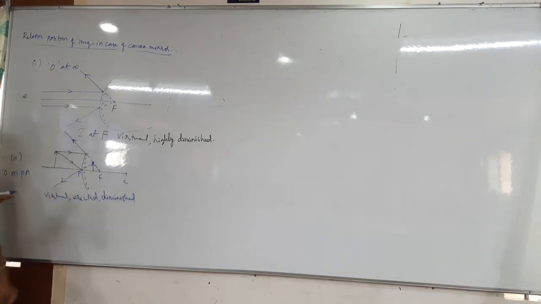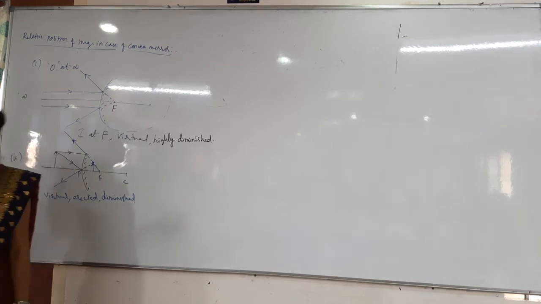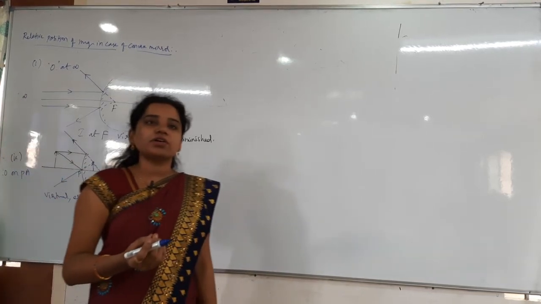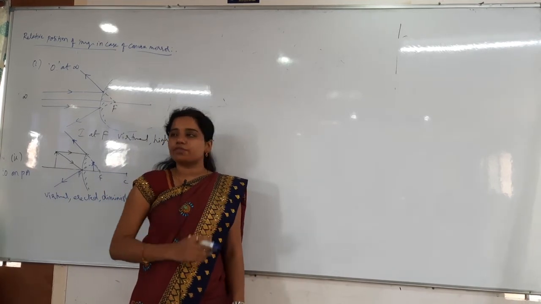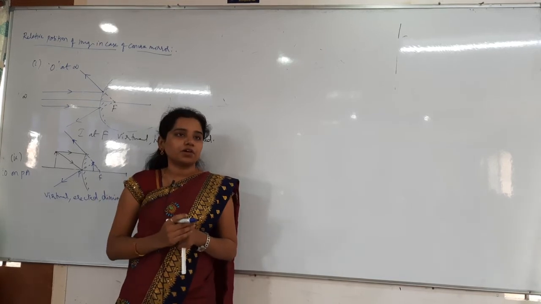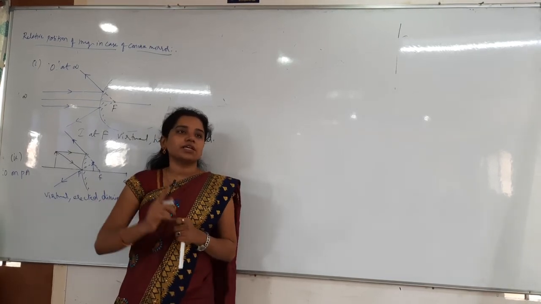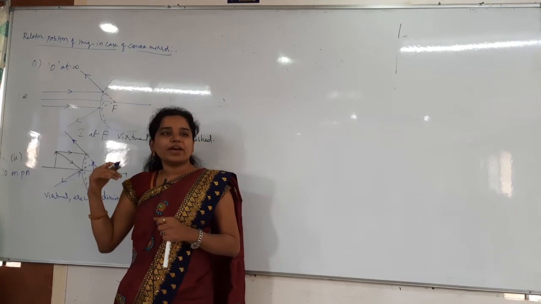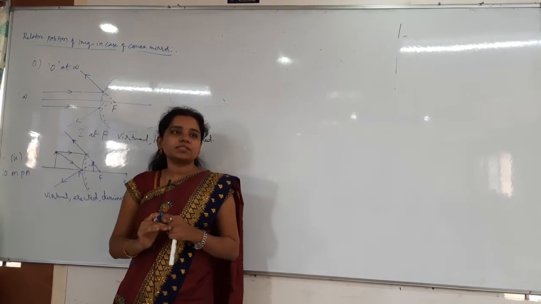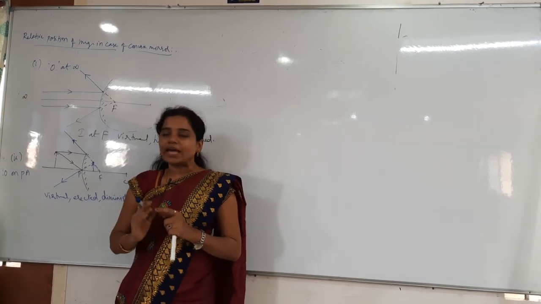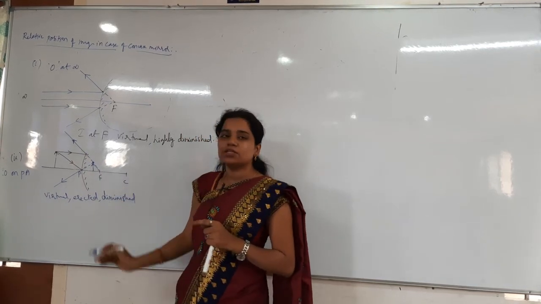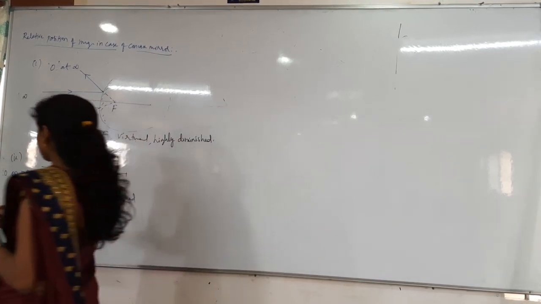Only one case is possible, this one everybody knows already. Second case, only one case is possible in the convex mirror. For the case of concave, it will be different. Why? Because we will place the object in between the center and focus, or beyond the focus, or on the center, or on the focus, and between F and P. That many cases will be there in the case of concave. But in the case of convex, only one case is possible: wherever the object is kept on the principal axis, the image will be formed only in between the focus and the pole. That will be a virtual, erected and diminished image. Clear?